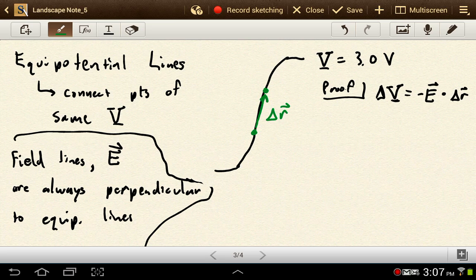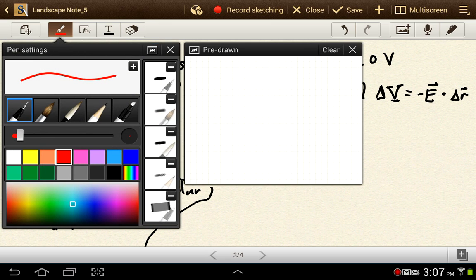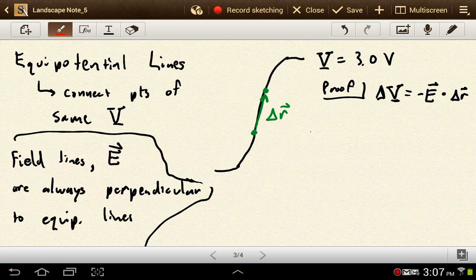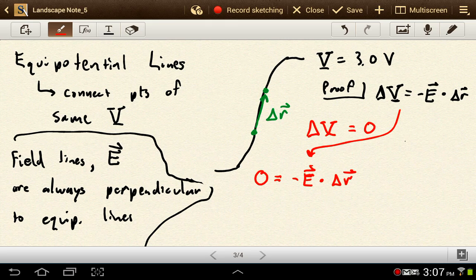These are both on the same equipotential line, which means they must have the same voltage, the same electric potential. That's the definition. All points on an equipotential line have the same electric potential. So delta V must equal 0. Plugging that in, we can see that 0 equals negative electric field dotted with delta R. Now remember, this is only an approximation unless the electric field is uniform, but it's a good approximation for a reasonably smooth electric field. The approximation gets better the smaller delta R gets. As you shrink delta R to a shorter and shorter bit, this approximation gets better and better.